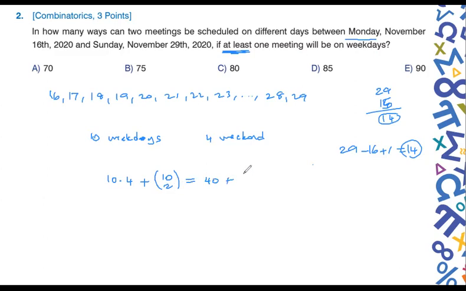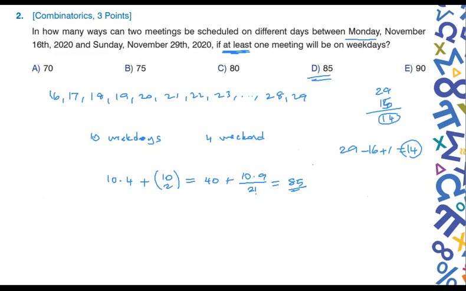And 10 choose 2 is 10 ways to choose the first day, 9 ways to choose the second day. But choosing 2 days can be done 2 factorial ways, which gives the same 2 days, so we fix that overcounting by dividing by 2 factorial. That's 45 plus 40, which is 85. So that's choice D as well. Okay, so that was the basics of combination. I hope that was clear.